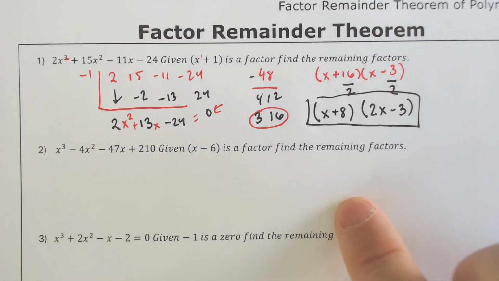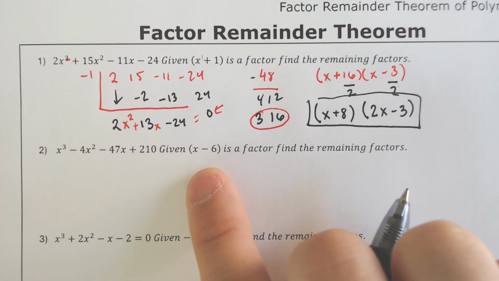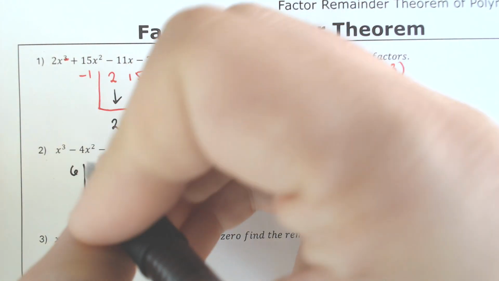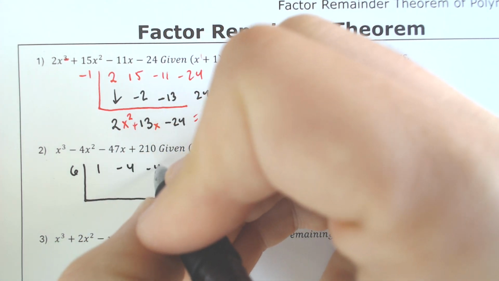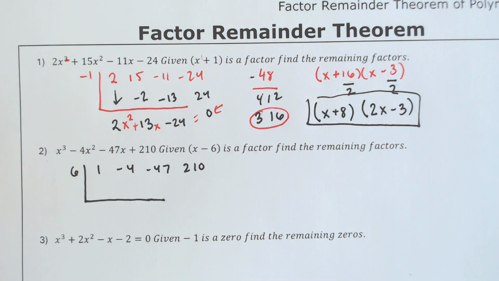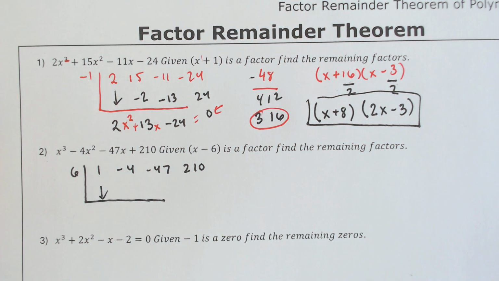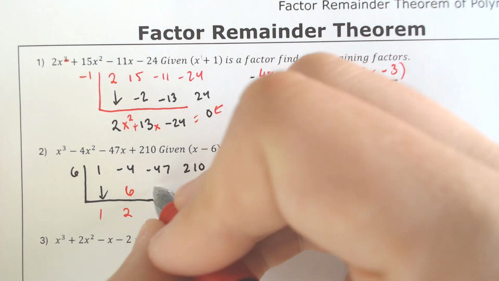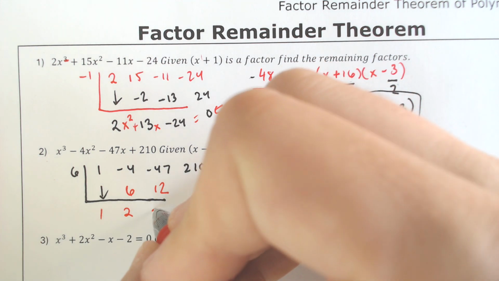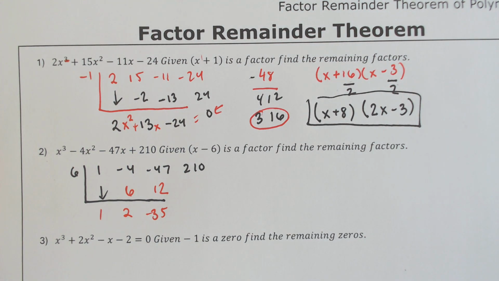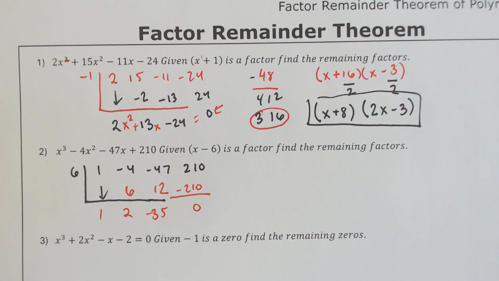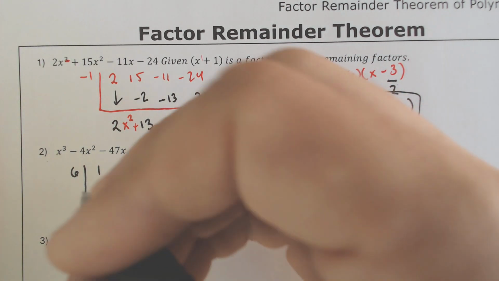Okay? So another factor problem. We got given x minus 6 as a factor. Find the remaining factors. We change the sign of the 6. We got a 1, a negative 4, a negative 47, and then a 2, 10. I'm betting this is going to operate the exact same way. We bring down the 1. We multiply. We add. We multiply, we add, and when we take 35 and multiply by 6, we get a negative 210, which gives us a remainder of 0. It has to have a remainder of 0 if it's done correctly.